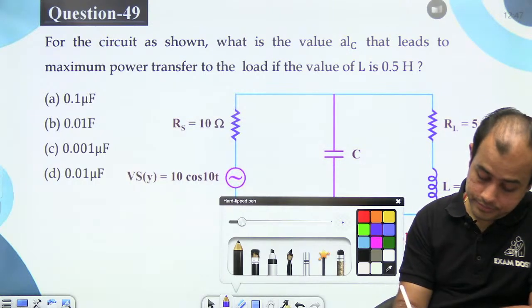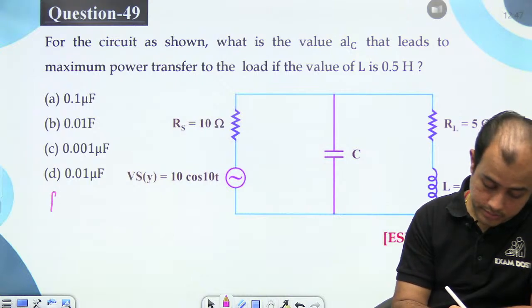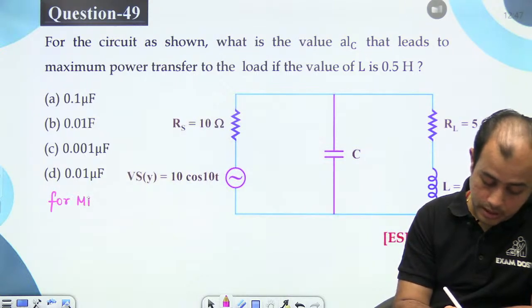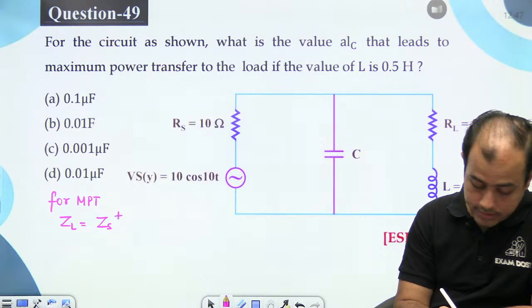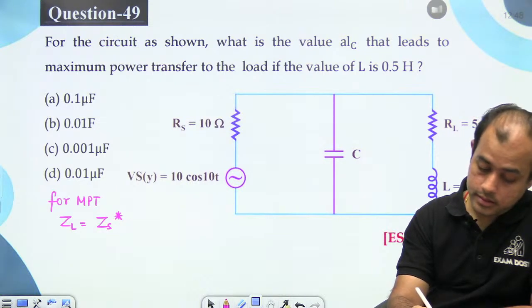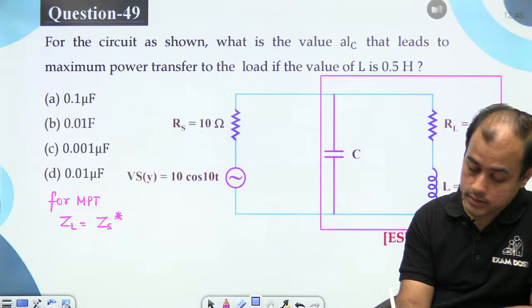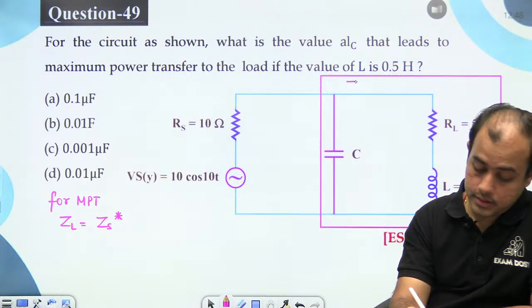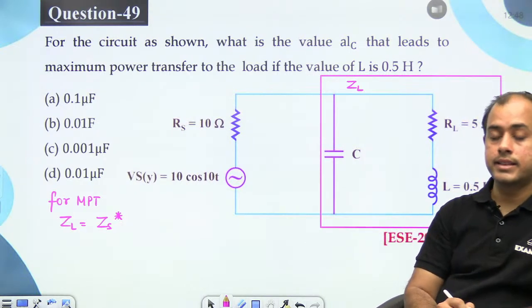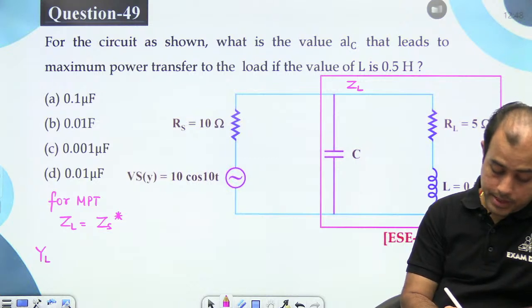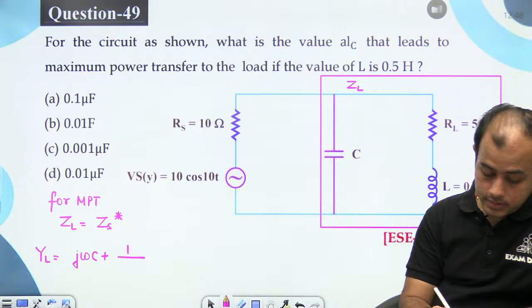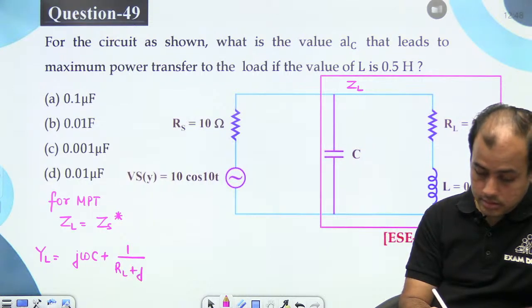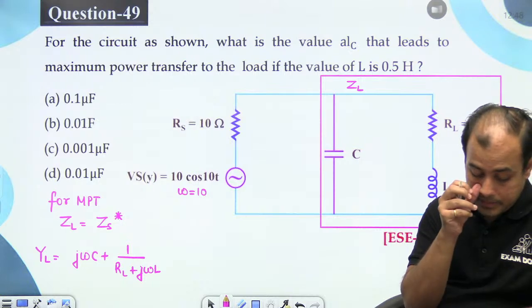देखो बेटा, for maximum power transfer, ZL equal to ZS conjugate. Now the source is a resistance. Source बस एक resistance है. This is ZL. Parallel होने की वजह से I will go with admittance. Omega is 10. Okay.